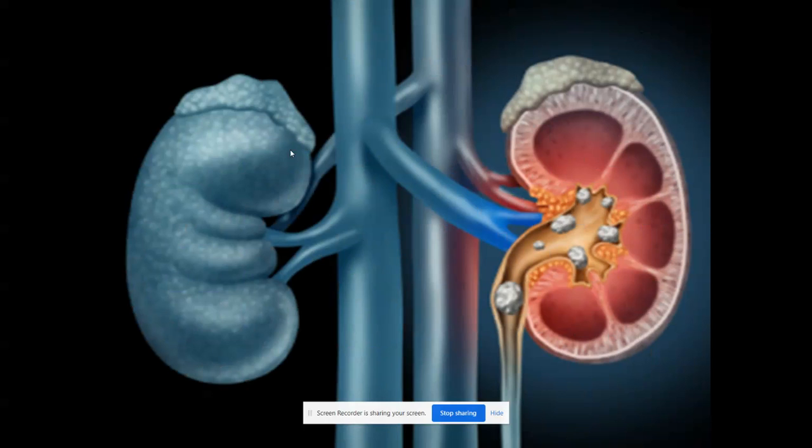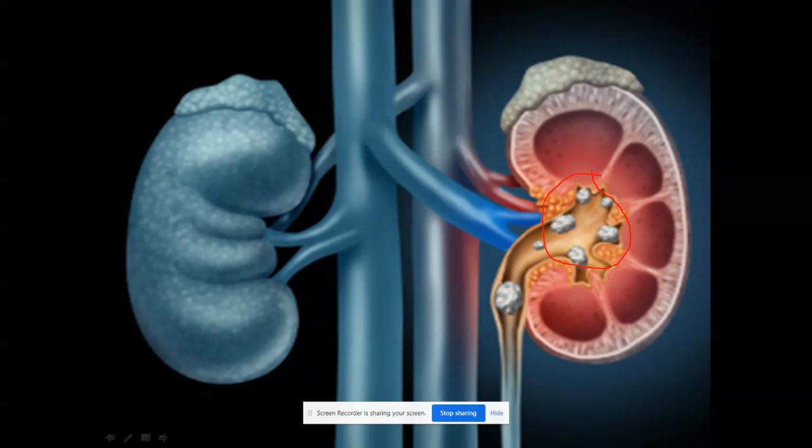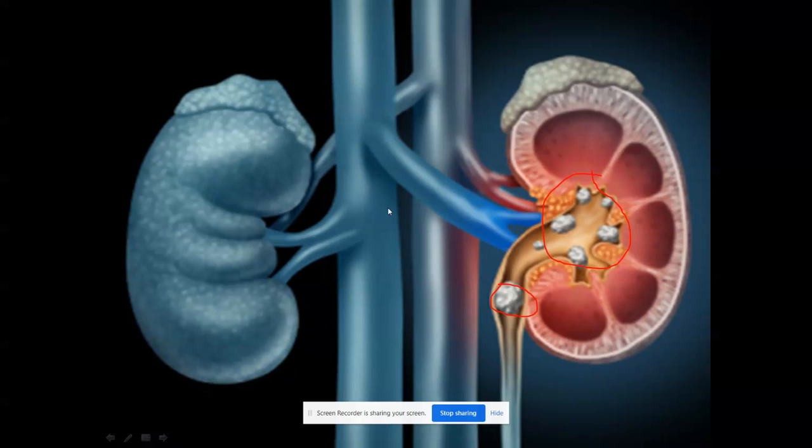So hello everyone. What we are going to learn today is about kidney stones. As per the image, I hope you all are able to see these accumulations. These accumulations are known as kidney stones. We are going to learn about the types of kidney stones, what they are, and much more about them. So let's get started.